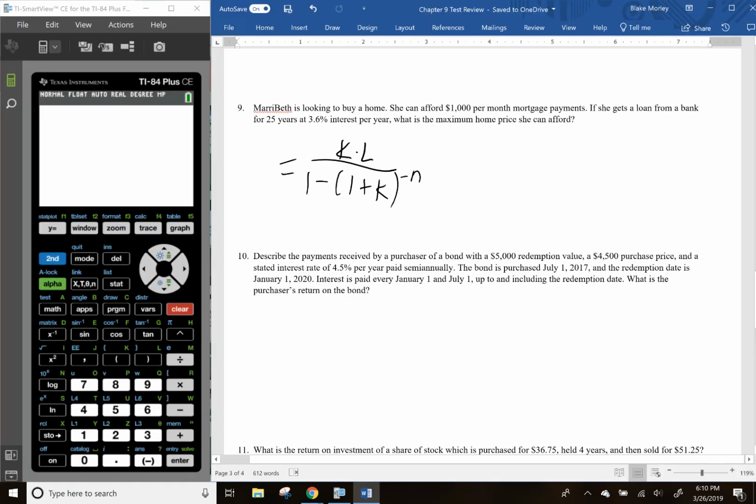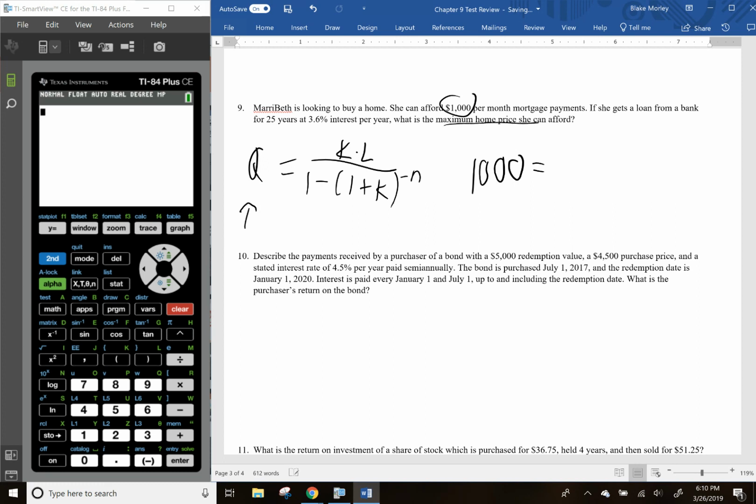Anyway, so she can afford a $1,000 per month payment. So over here, this is the monthly payment, whatever letter you want to call this. I forget what letter it was in our notes. Let's call it Q, just because. So that's going to be our payment. Our monthly payment is this number here. So we know that Mary Beth can afford $1,000 a month.